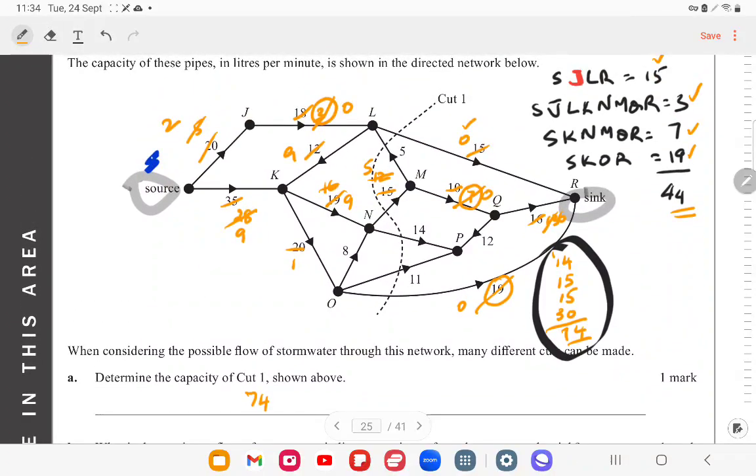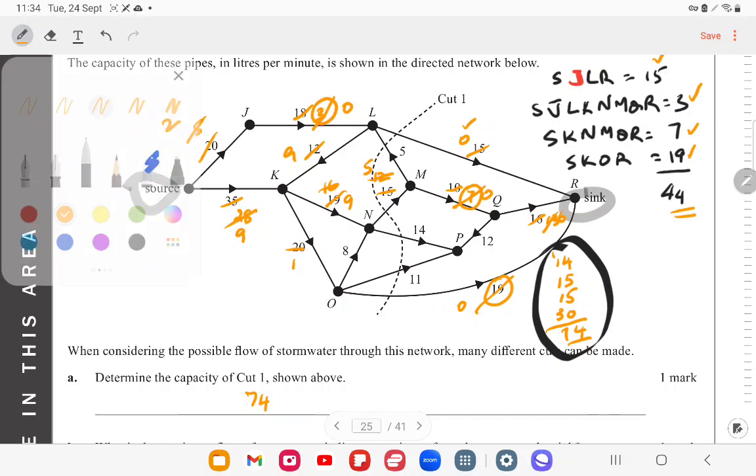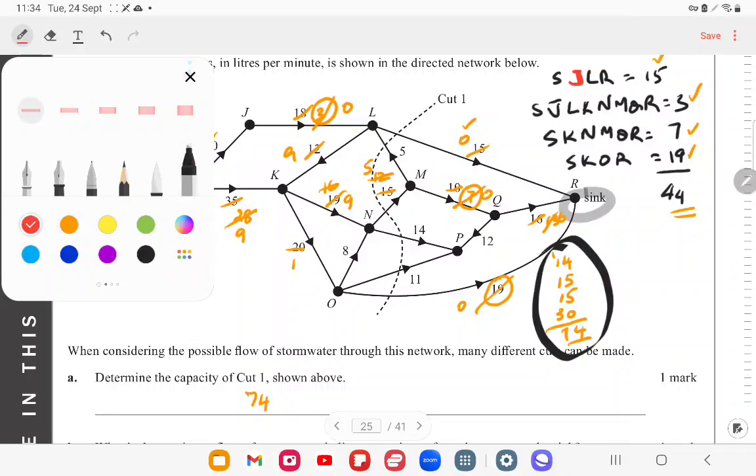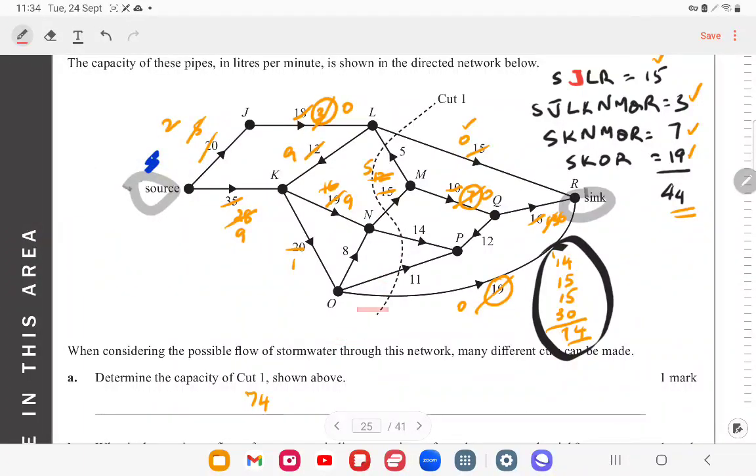Here, if we look at Q to P, let me identify Q to P. That is this one. The other one that has a direction opposite to the flow is, let me have a look here, is that one.